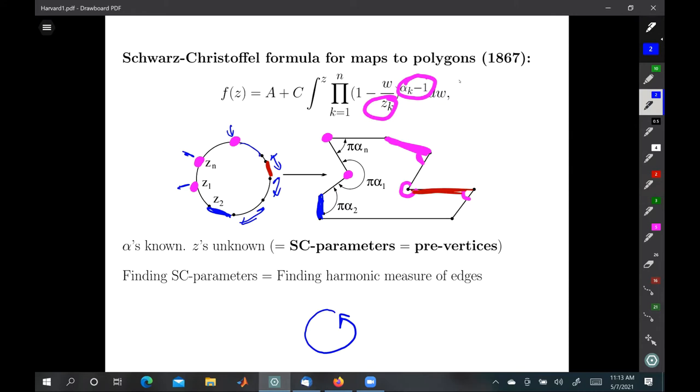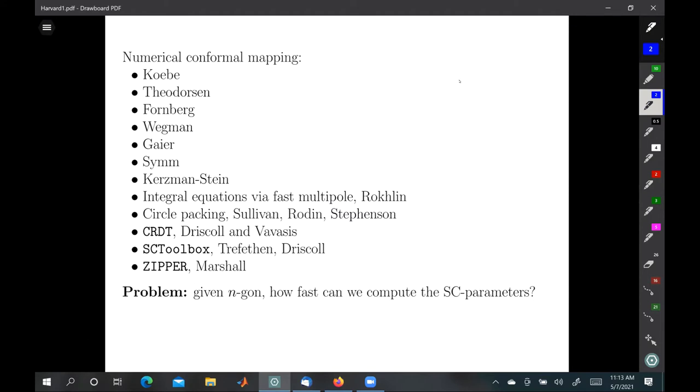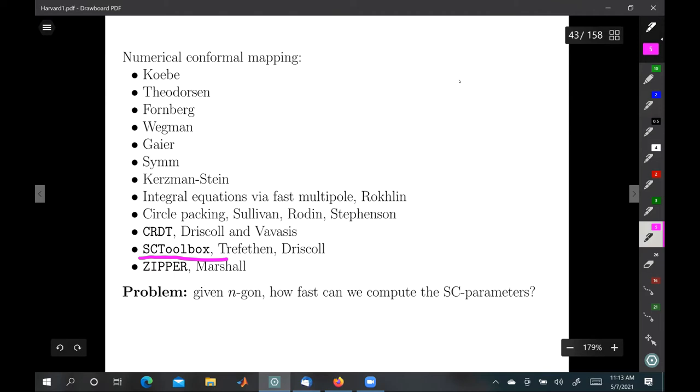But in fact, there's lots of ways for computing conformal maps numerically, okay? So there's a whole history of methods for solving these equations. And so I will not go into any of these in detail. The picture that I drew for you was actually though done with the SC toolbox of Trefethen and Driscoll, the pictures I showed you before. So that's an actual piece of software which you can download.